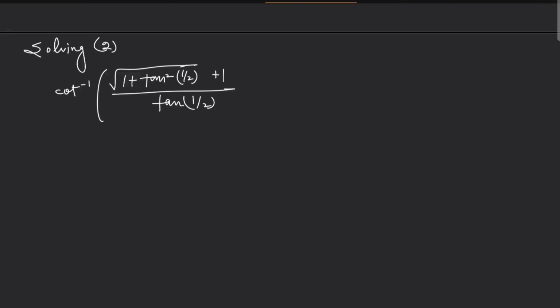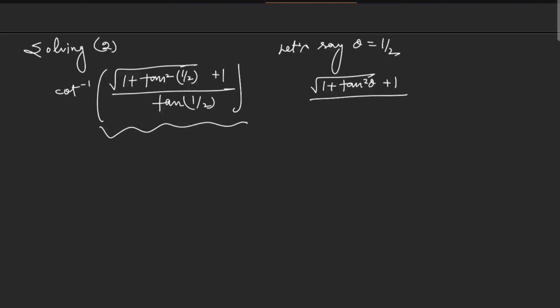Now solving the second part. In the second part, we have been given cot inverse of (under root 1 plus tan square 1 by 2 plus 1) divided by tan 1 by 2. Let's say theta is 1 by 2 for this because it will be easy to solve the expression. So we will solve inside the bracket. Under root 1 plus tan square theta plus 1 divided by tan theta, sec theta plus 1 divided by tan theta. Sorry, I wrote sin theta in place of tan theta.